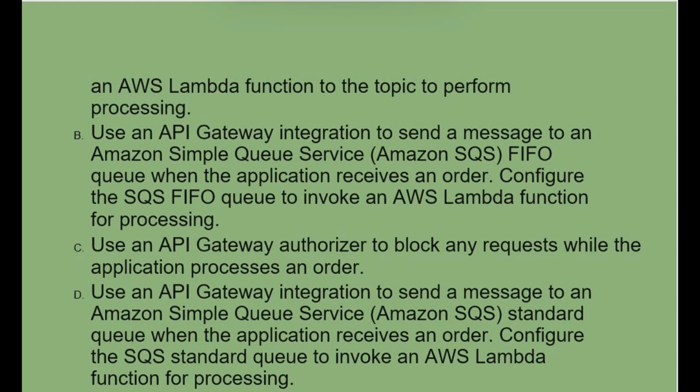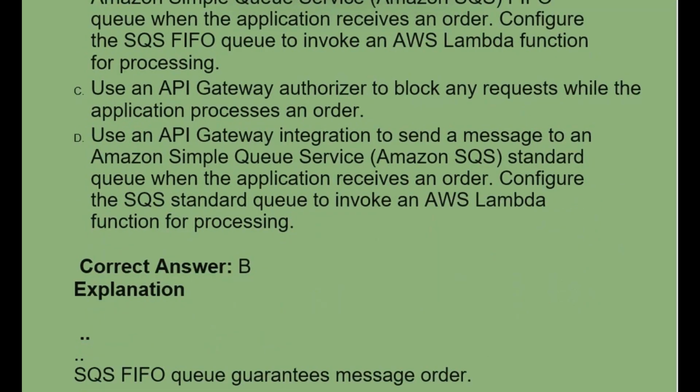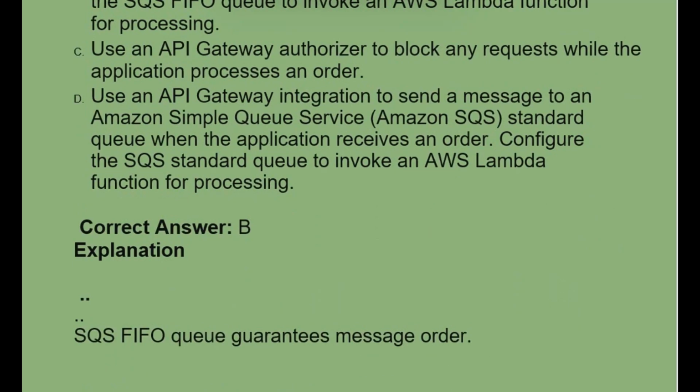Option C. Use an API Gateway authorizer to block any request while the application processes in order. Option D. Use an API Gateway integration to send a message to an Amazon Simple Queue Service (Amazon SQS) standard queue when the application receives an order. Configure the SQS standard queue to invoke an AWS Lambda function for processing. Correct answer is option B.